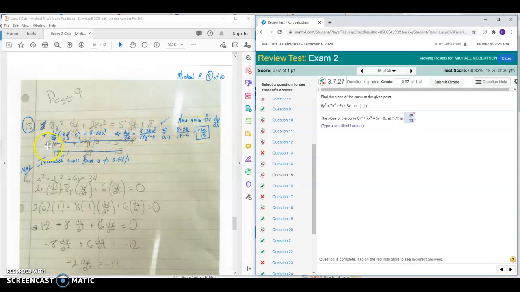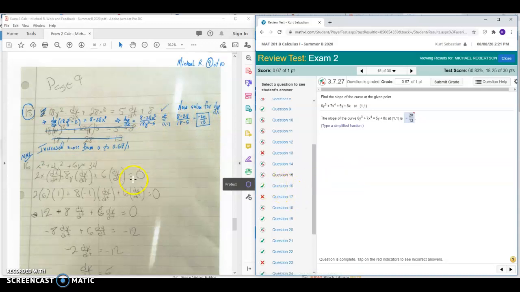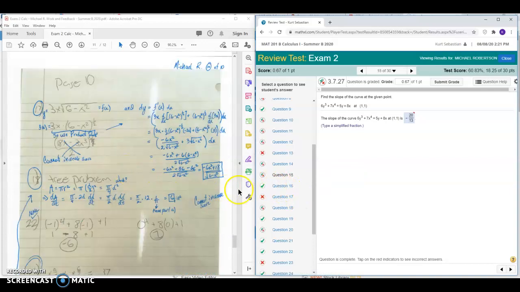Now you've got to solve for dy/dx. So just bring every term with dy/dx to the left side and factor out dy/dx. Put the terms without dy/dx on the right side. Then you divide by the 18y^2 minus 5, and there's your dy/dx at any point. So it wants it at the point (1, 1), so you just plug it in. And there you go. All right, 16 was all correct. 17.